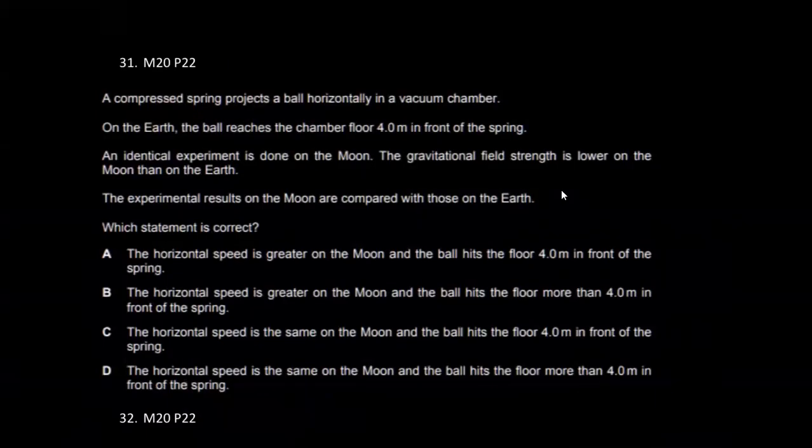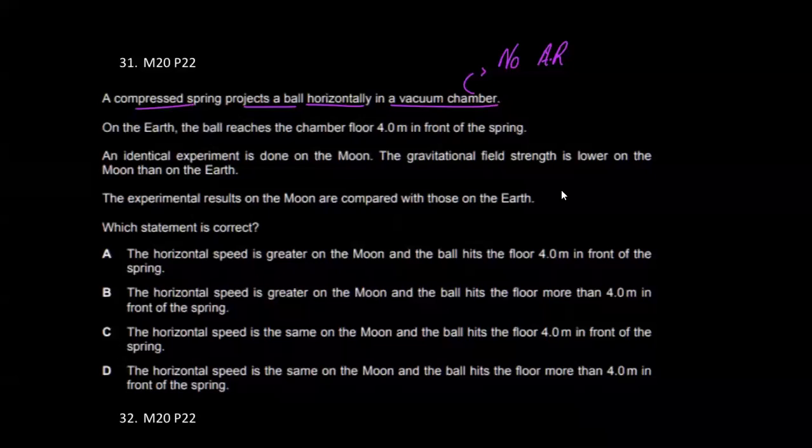Question number 31. A compressed spring projects a ball horizontally in a vacuum chamber. Vacuum chamber means no air resistance. On the Earth, the ball reaches the chamber floor 4 meter in front of the spring. An identical experiment is done on the moon. The gravitational field strength is lower on the moon than on the Earth. The experimental results on the moon are compared with those on the Earth.